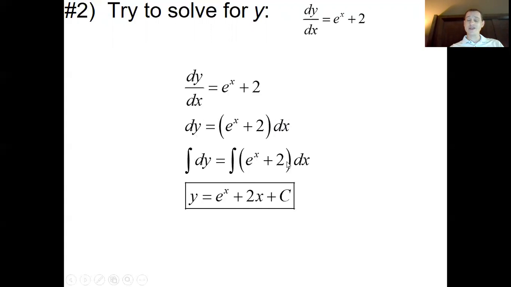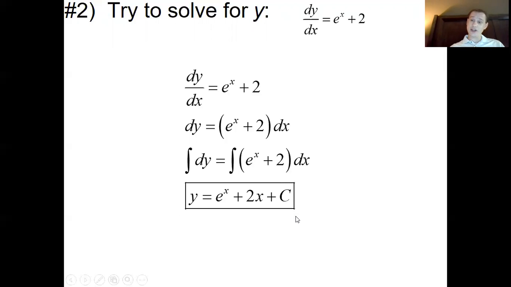Obviously, the integral of dy is just y. The integral of e to the x plus 2 is e to the x plus 2x. And do not forget your arbitrary constant. They are going to be very important in this section. This is why the plus c has always been important to write, because when you actually solve something, there's an infinite number of answers to this. You could have an infinite number of solutions because you could have an infinite number of different c values.